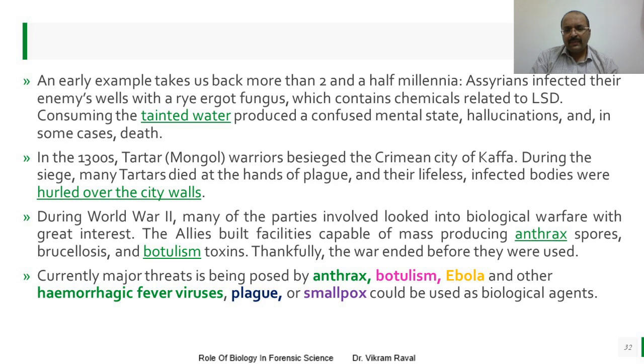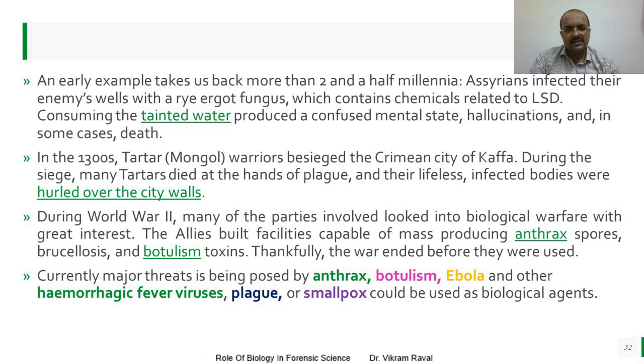In the 1300s, the Tartars, that is the Mughal warriors, besieged the Crimean city of Kaffa. During this siege, many Tartars died of plague. So what they had done is that they had purposefully spread the plague in the outskirts of the city area or the walled city. So whenever the enemy comes, they will be infected, they will contract these sorts of diseases.